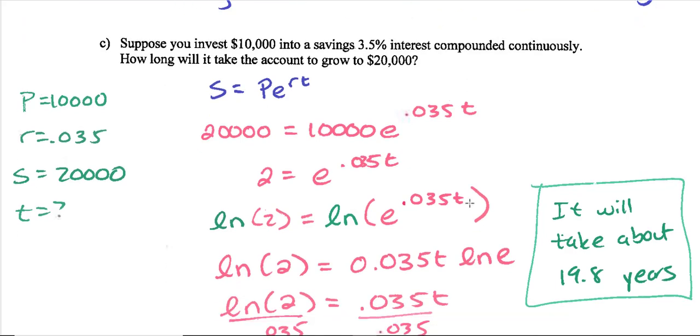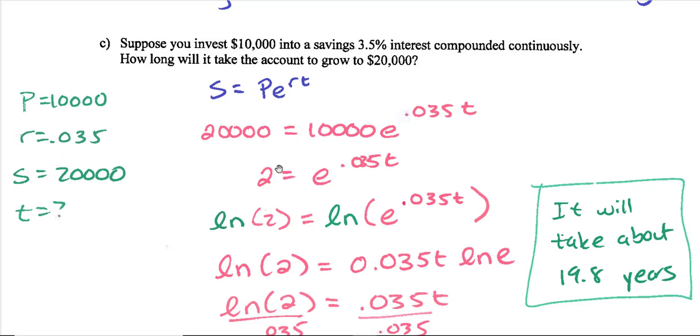And let's look at C. Suppose you invest $10,000 into a savings account at 3.5% interest compounded continuously. How long will it take the account to grow to $20,000? Compounding continuously, that's the PERT one again. So we have S, P, R, and T. P, the principal amount, is $10,000 today. R, the interest rate, is 0.035. S, the future value, is 20,000. T is what we're looking for. So let's plug in P, R, and S: 20,000 equals 10,000 e to the 0.035T.